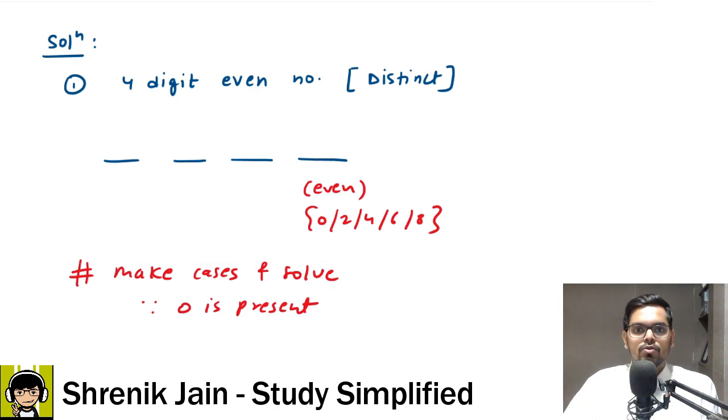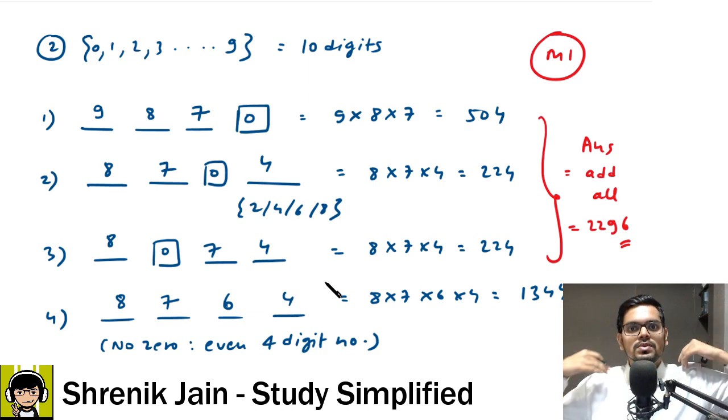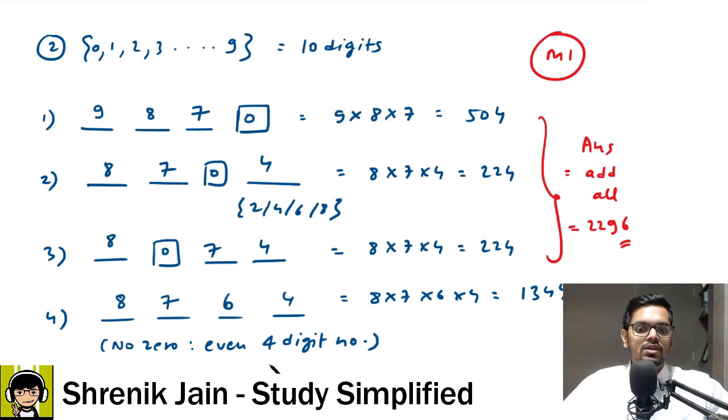Please make a note, 0 is present, so be aware what the cases would be. 0 at the last, 0 at the second last, 0 at the third last. 0 cannot come at the fourth last because then it will become a 3-digit number, but we do not need that, we need a 4-digit number, right? A lot of students just stop at these 3 cases. No, 0 can go outside also, which means 0 is not present in your 4-digit number. So that case also you have to consider: a 4-digit number where 0 is not allowed. Okay, so these are the 4 cases.